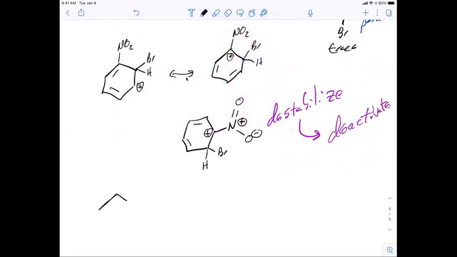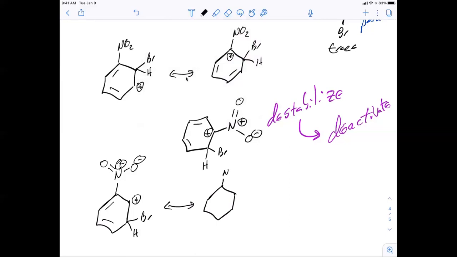If we look at the meta, so now I add my bromine here, put our positive there, nitro is here. Now I can draw resonance contributors. And for this one, I'm going to go ahead and show you all of the resonance contributors, so you'll see I'm not lying to you. Be a horrible thing for an organic professor to do is lie to you. Okay, so we get this one, right.